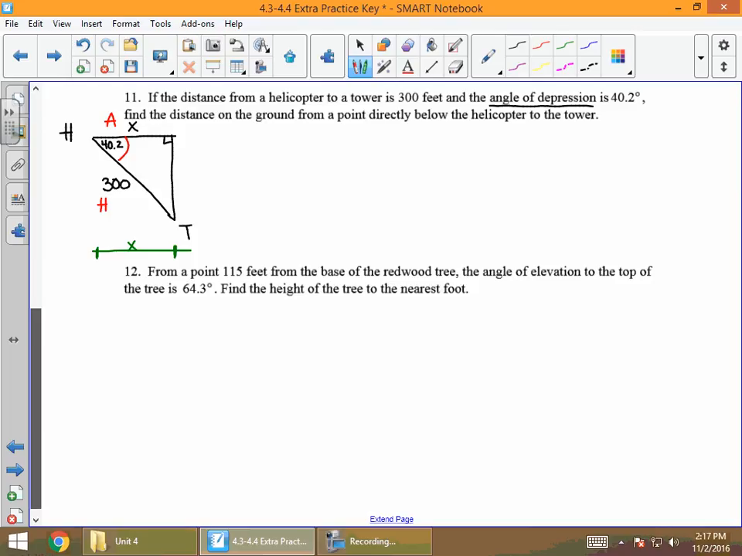So A and H is cosine. So the cosine of the angle, 40.2, is equal to the adjacent, X, over top of the hypotenuse, 300. Solve for X. In order to get X by itself, multiply both sides by 300. So 300 times the cosine of 40.2 will equal the X value. Type that straight into the calculator. 300 times cosine of 40.2 is 229.1. And that is measured in feet.